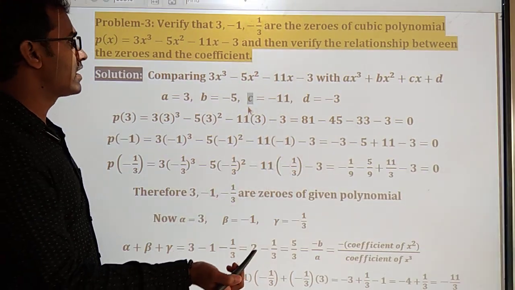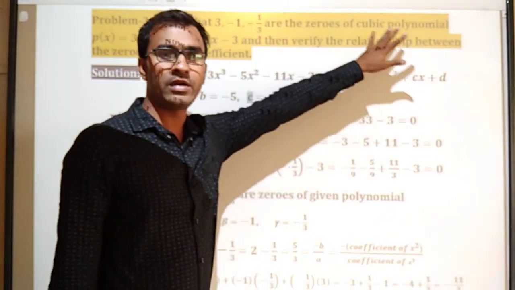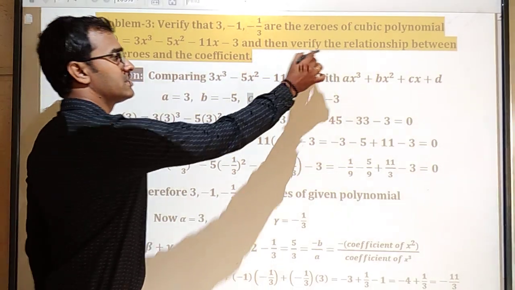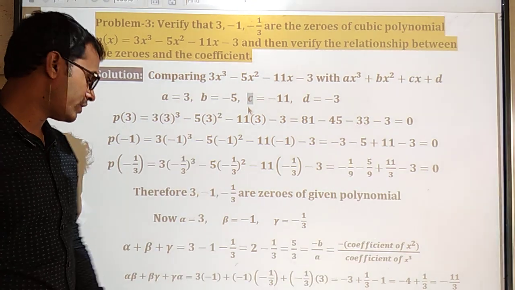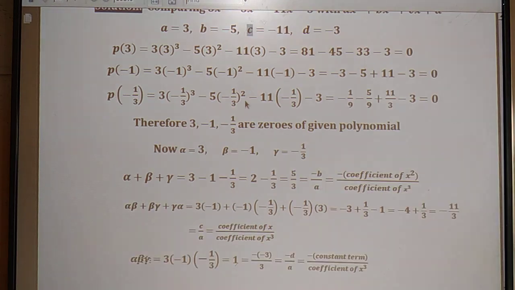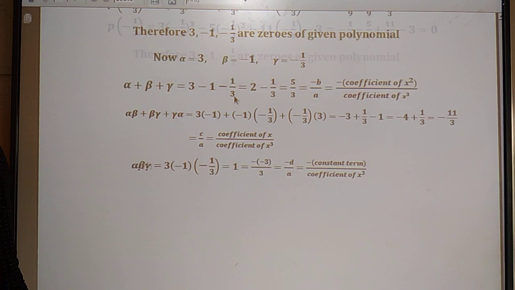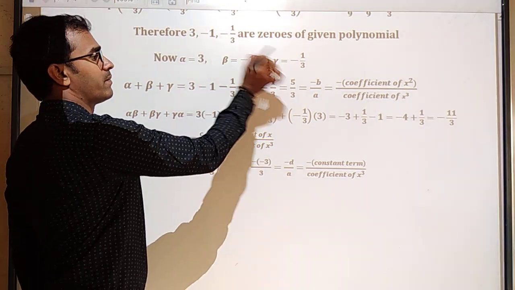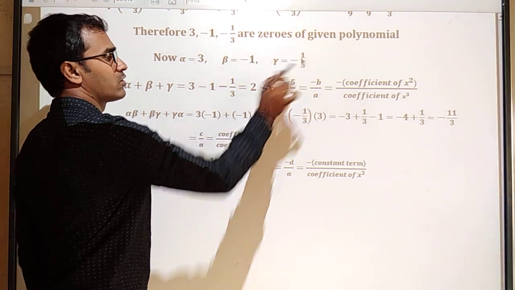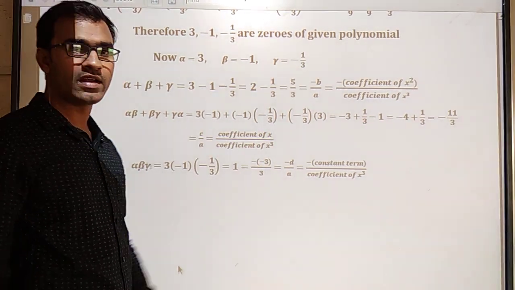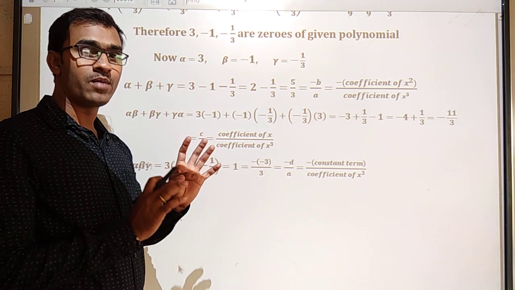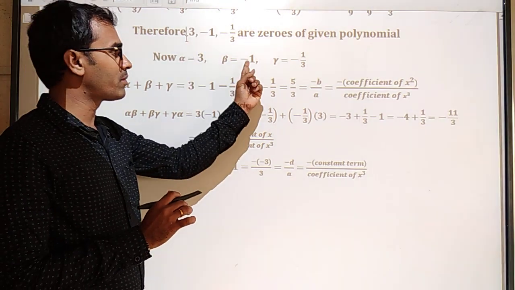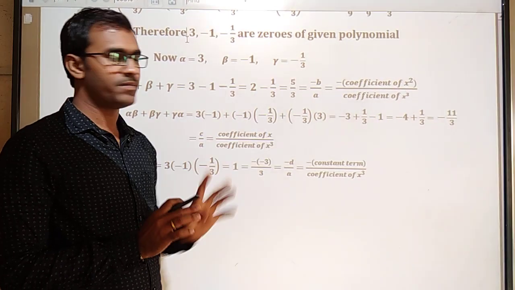Next question is here again. Verify the relationship between zeros and coefficients. Right? Verify the relationship between zeros and the coefficients. Next, the cubic polynomial formula. Here alpha equal to 3, beta equal to minus 1, and gamma equal to minus 1 upon 3. For a cubic polynomial, there are 3 zeros: alpha, beta, gamma. Alpha equal to 3, beta equal to minus 1, gamma equal to minus 1 upon 3.